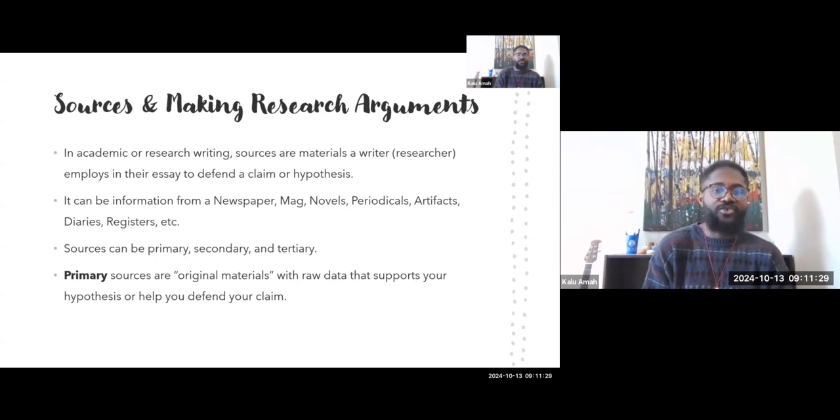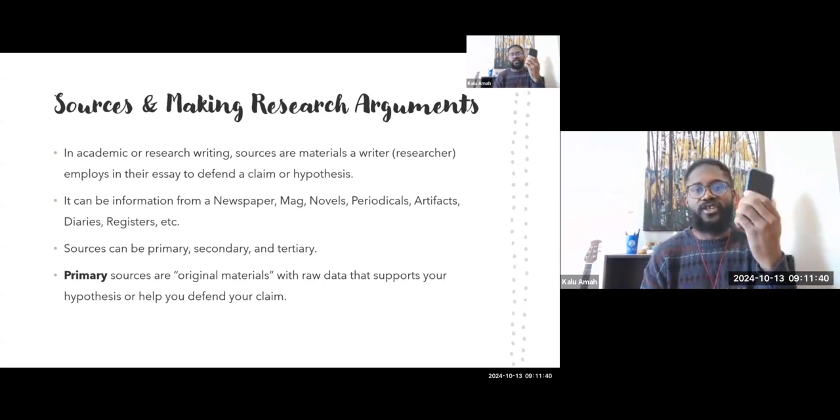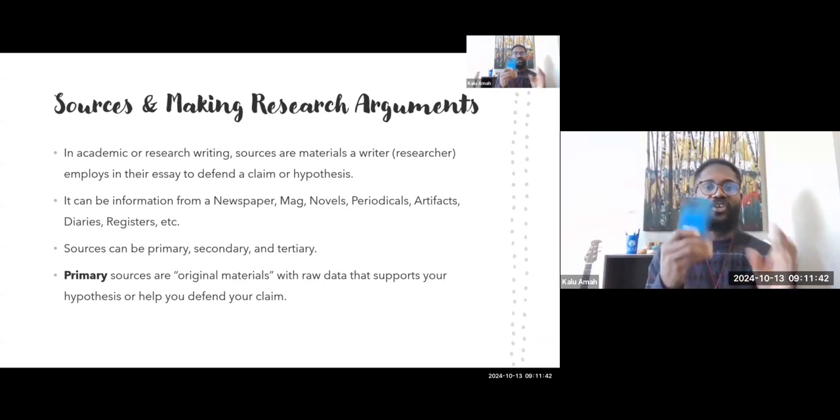So when we talk about original materials, we're talking about the thing itself, not something that has been reported or written on. They are just the original material. For example, this phone is an original material, so it can be a source.